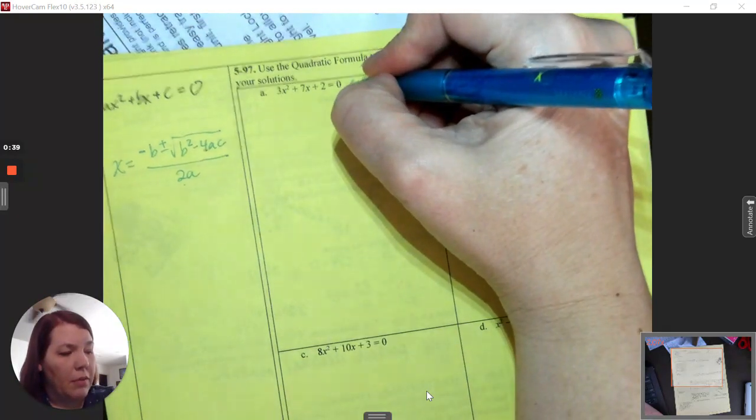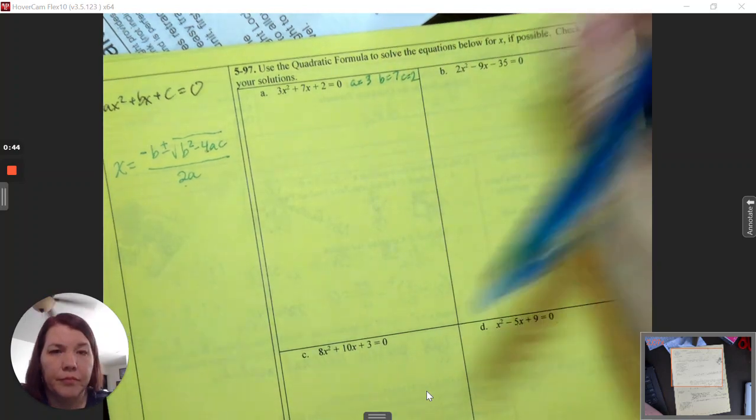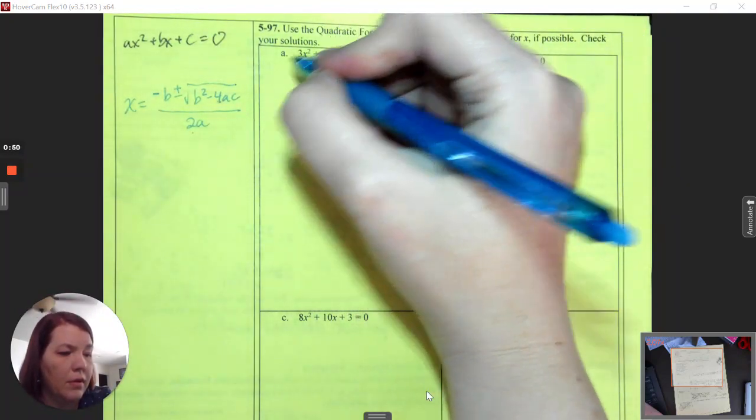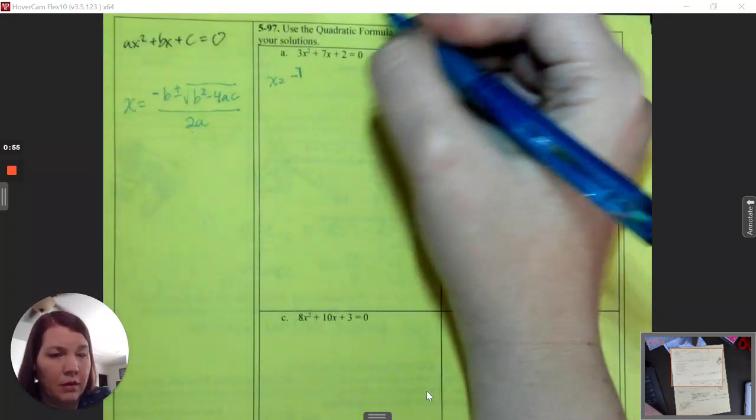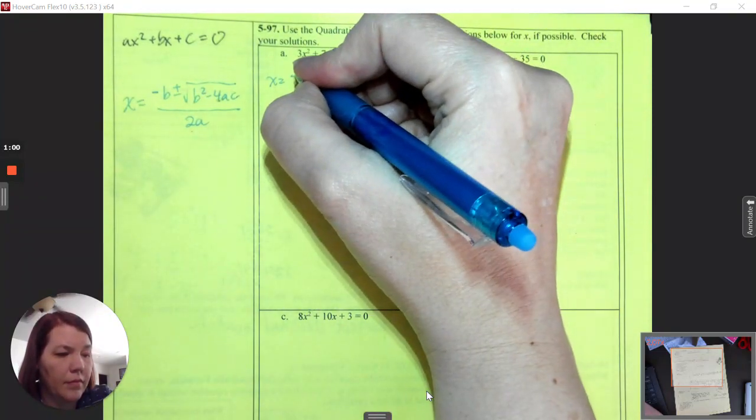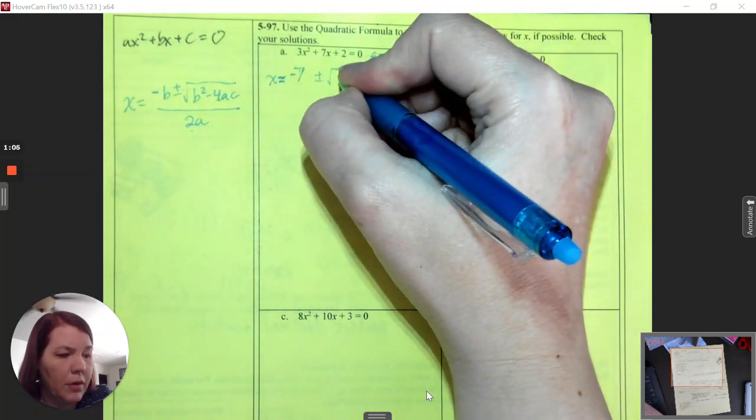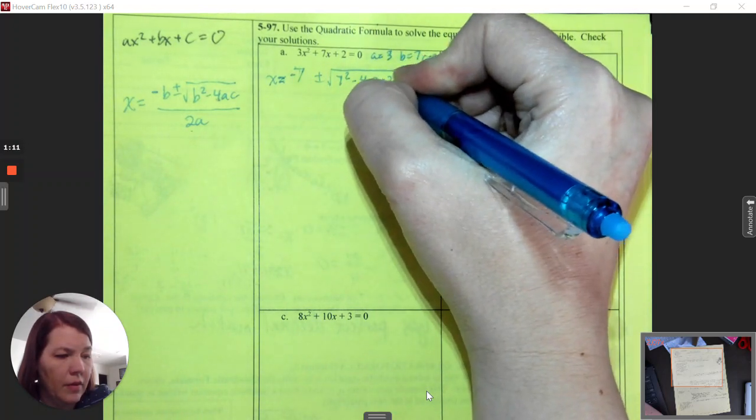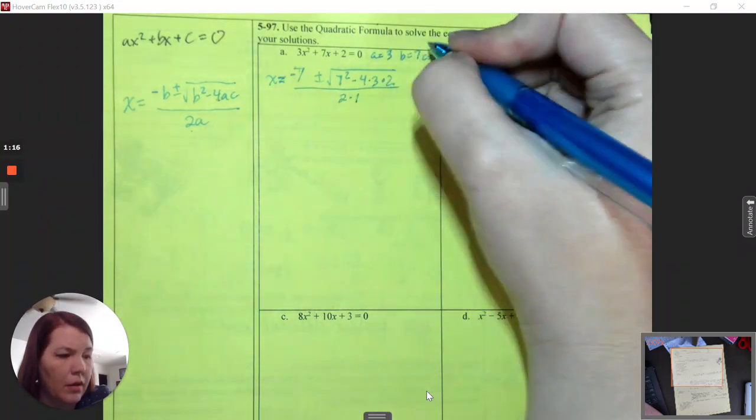So first thing I do is find out what a, b, and c are. A is 3, b is 7, and c is 2. And so I have x equals negative b, which means the opposite of b, plus or minus the square root of b squared minus 4ac all over 2a. 2a. A is 3.